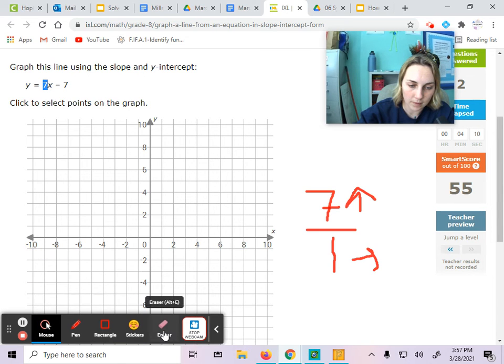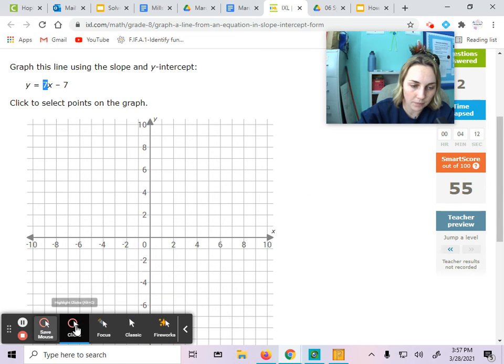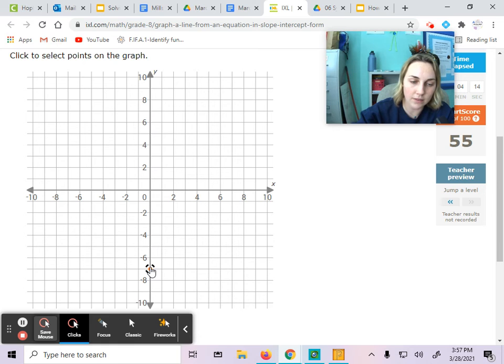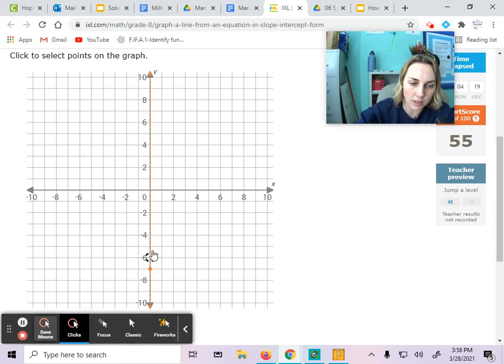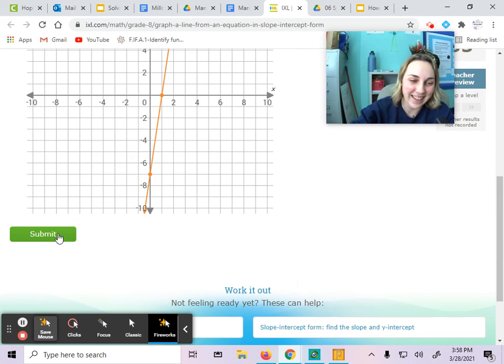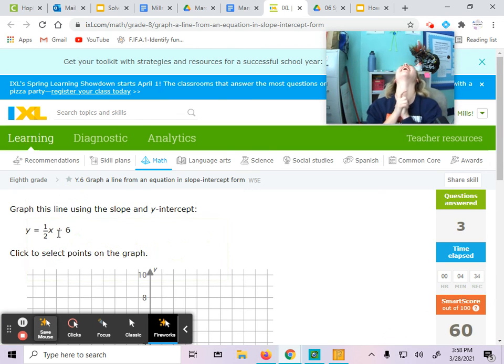All right, and I want a clear screen. All right. So I plotted my point at -7. Now I want to rise 7 times. 1, 2, 3, 4, 5, 6, 7. And then I'm going to run 1 time. But oh my gosh, that's so cool. I'm sorry. Wait, submit fireworks.